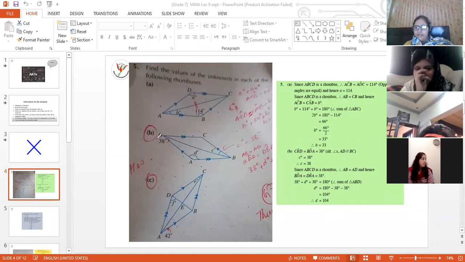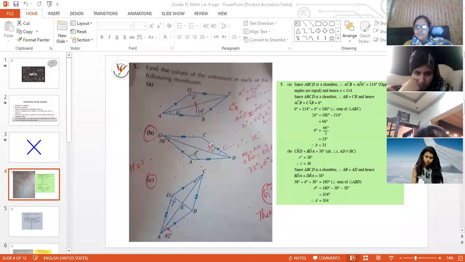I can say this is a parallel line. This is a parallel line. I am taking the single parallel lines, and this is the transversal which is cutting them. Then c degree will be equal to 38 degrees, with the help of alternate angles. So c degree is known, which is 38 degrees. Is this clear? Right? Is this clear?